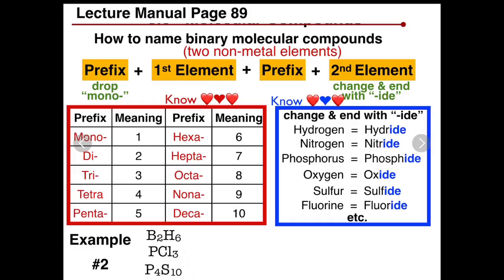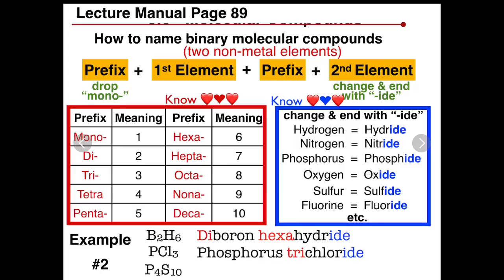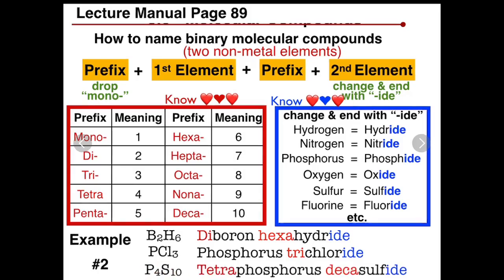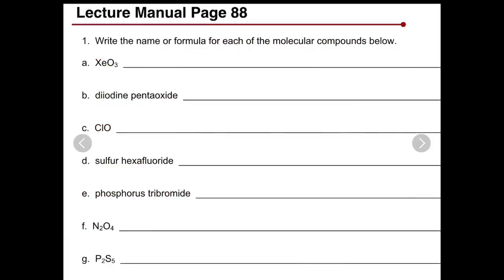So the first molecule would be diboron hexahydride, right? The second one would be phosphorus trichloride. Again, we're dropping the word mono for the first element, right? The second one would be what? Tetraphosphorus decasulfide, right? So that would be the last one. Okay. All right, so here is more practice for that.